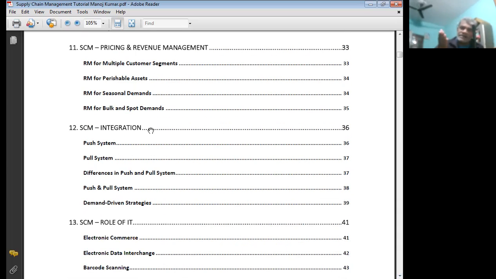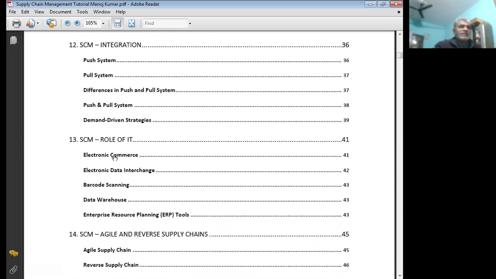Supply chain management integration: push system, pull system. Differences between the push and pull systems, demand driven strategy. Then the role of IT in supply chain management. What is electronic commerce? What is electronic data interchange? What is barcode scanning? Data warehouses and enterprise resource planning tools. This is the role of IT in supply chain management.